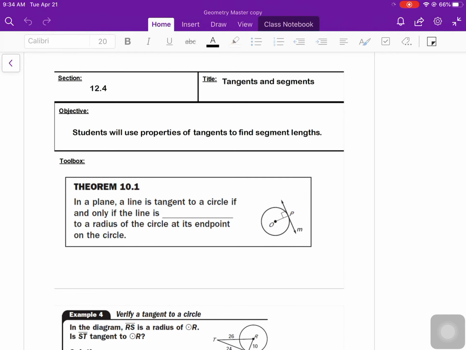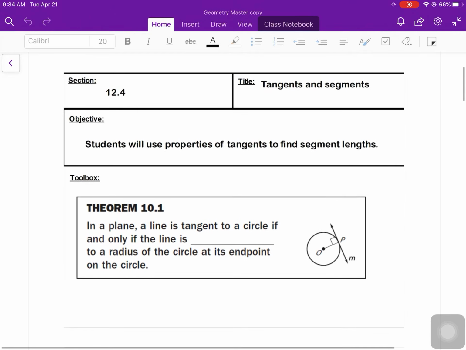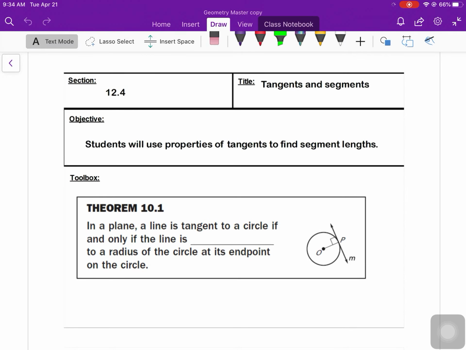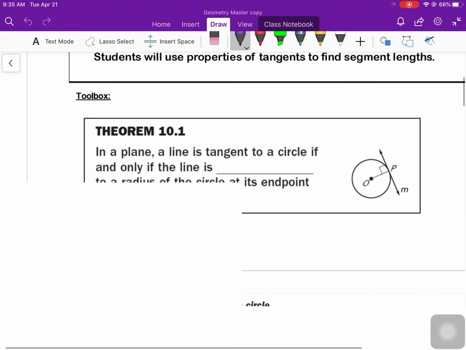All right, ladies and gentlemen, we are on section 12.4. This is your first video for the week that you need to watch, and it is on tangents and segments. So we've talked about tangents as they relate to angles in the previous chapter. We're going to talk now about how they relate to different segments.